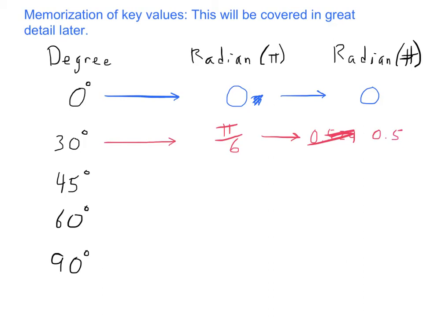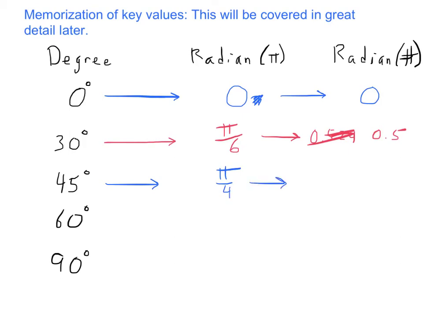So I'm not at all saying that 30 degrees is 0.5 radians, but I'm saying 30 degrees is pi over 6, which is close to 0.5 radians. Okay? The others of these I'm not going to take as long to do. 45 degrees is the same as pi over 4.